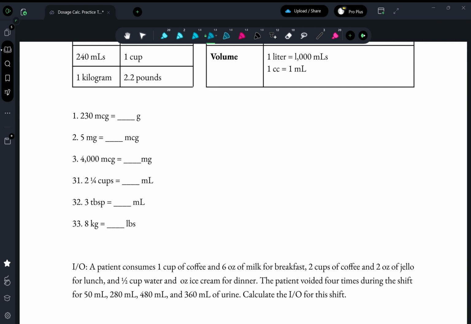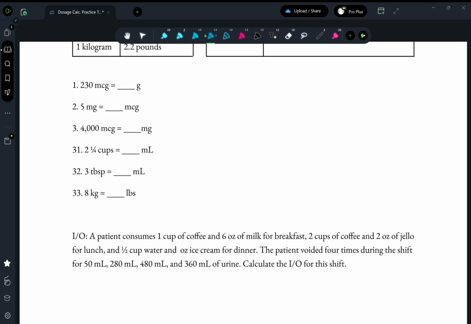And then for our micrograms to milligrams, like I said, we're just going to go the other way. I'm going to go 1, 2, 3. 4,000 micrograms equals 4 milligrams. And then it'll be the same thing for milligrams to grams. If you have 4,000 milligrams, you're going to have 4 grams. Coming down here to question 31, those are all going to be the same, honestly. Just practice your conversions, make sure you memorize them, life will be happy.